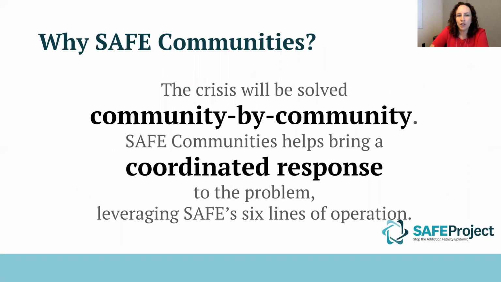Now, why SAFE Communities? It's really because we know that this is not a crisis, whether it's opioids or addiction more generally, that will be solved at the national level. It will be solved at the local level, neighbor to neighbor, community to community. And since that's where those solutions need to happen, that's where we at SAFE Project want to build the most capacity that we can, using our 6 lines of operation, using the expertise that we've developed along those 6 lines and comprehensively to create a coordinated response.